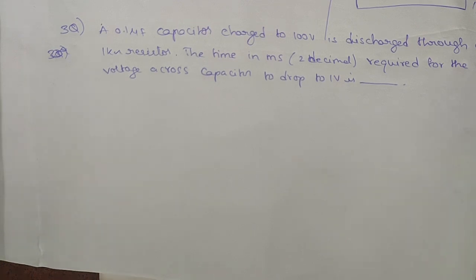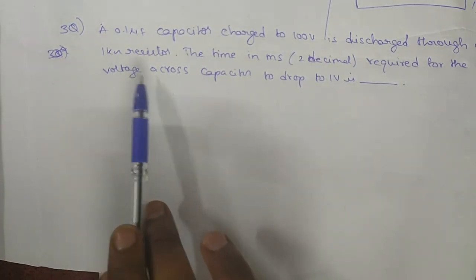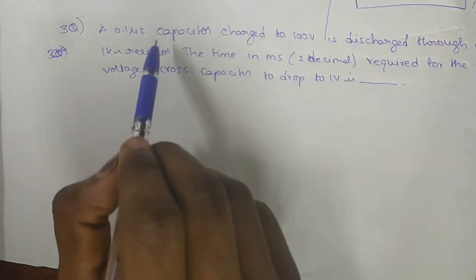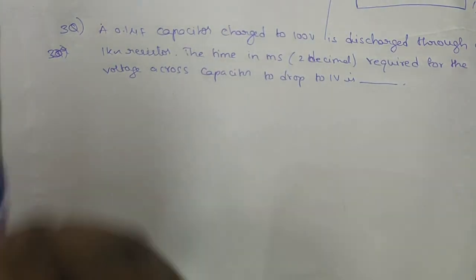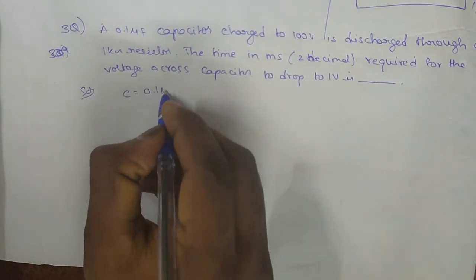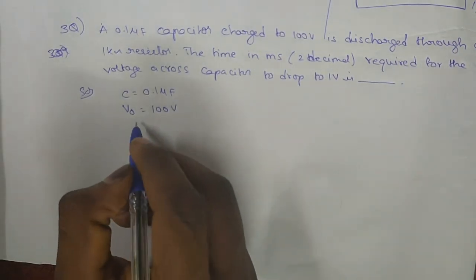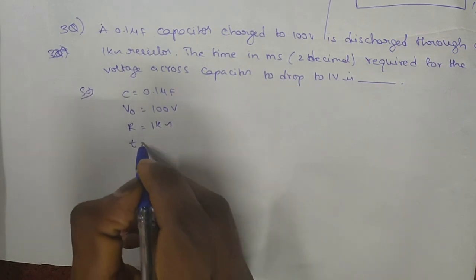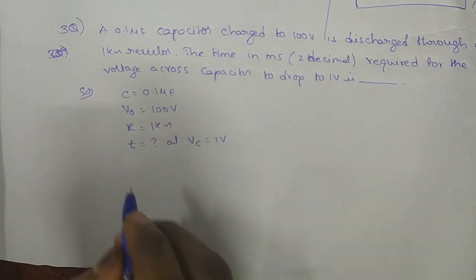For this question, we need to find the time in milliseconds required for the voltage across the capacitor to drop to 1 volt. The capacitor is charged to 100 volts. To get 1 volt, what is the time taken? From the given data, C is 0.1 microfarads, V0 is 100 volts and the resistor is 1 kilo ohms, and we need to find the time at VC equal to 1 volt.